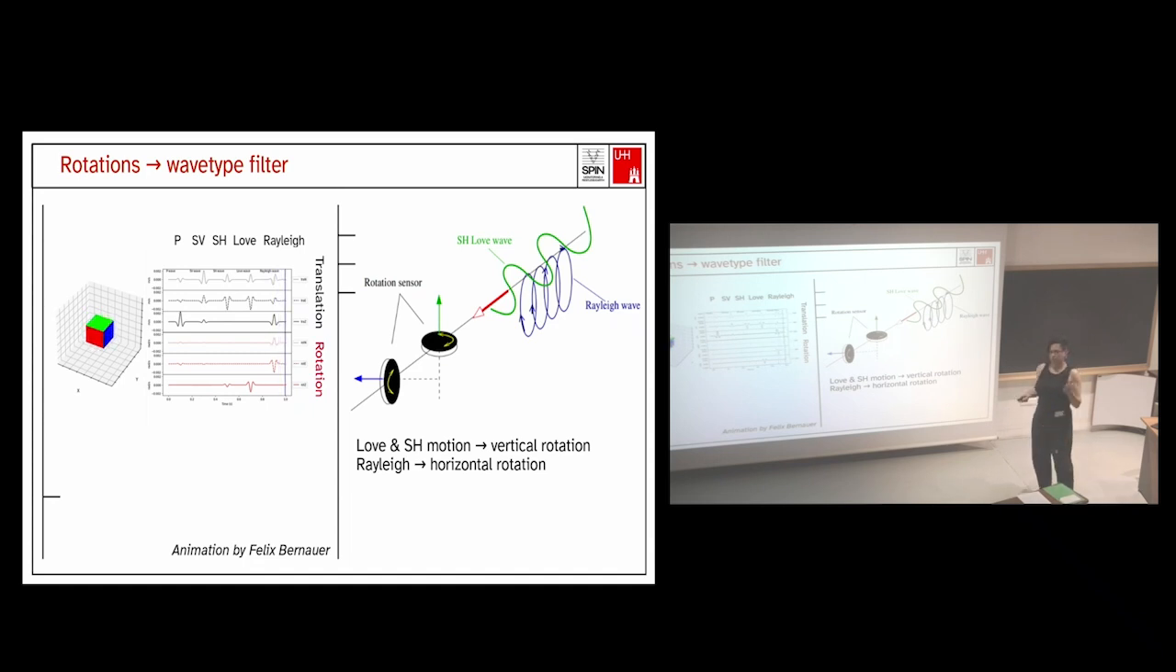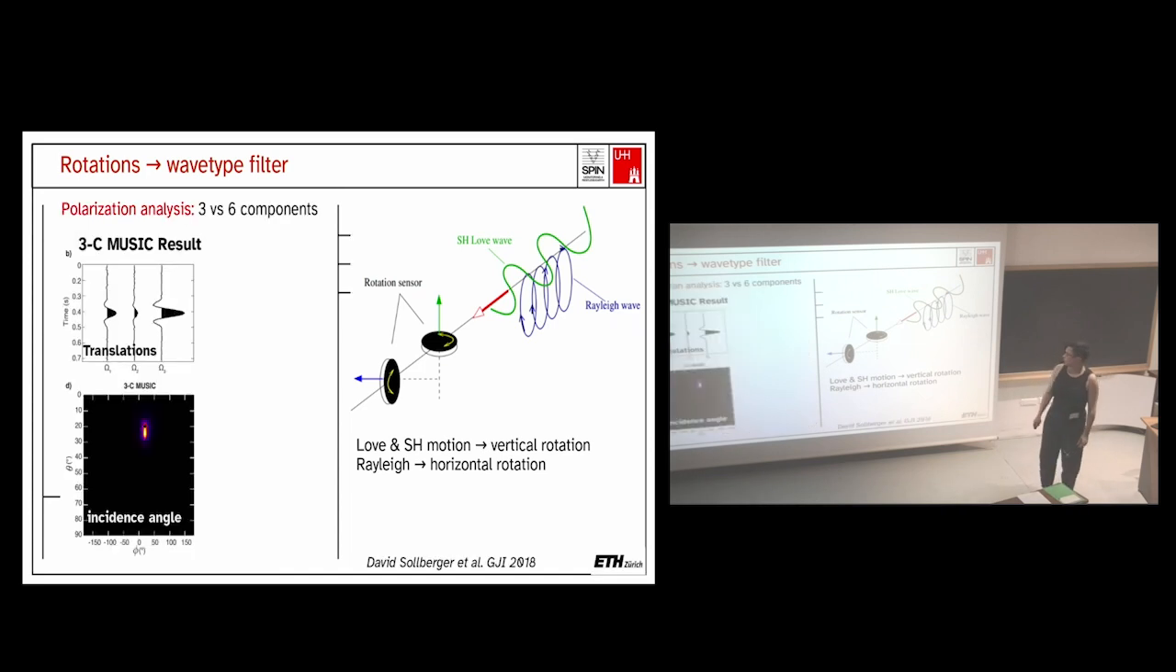All right, so that means that if you have a rotation sensor, you can pretty easily differentiate the Love waves in your wave field from the Rayleigh waves and the upgoing, downgoing S waves, for example. And that's something that was done by David Sollberger at ETH. There's another paper that I did not put here, where he exploits this property to do polarization analysis on seismic wave fields. So essentially using these 3 components of translation, 3 components of rotation together to unravel which part is the S wave, the Rayleigh wave, and so forth.